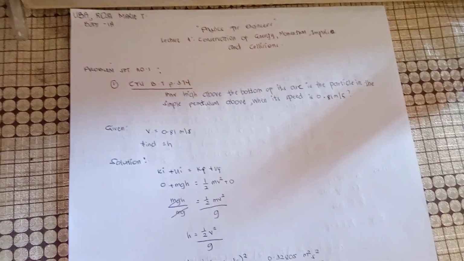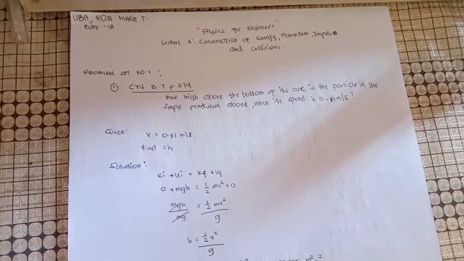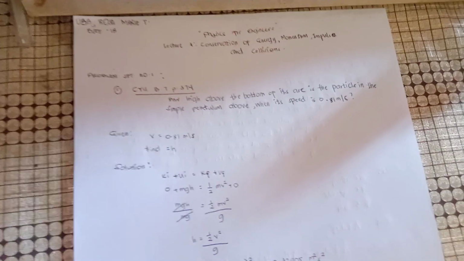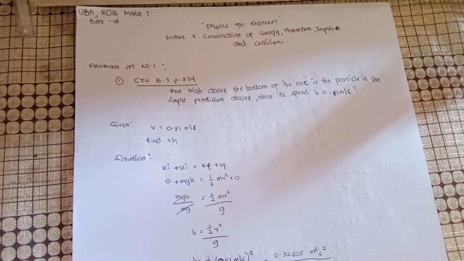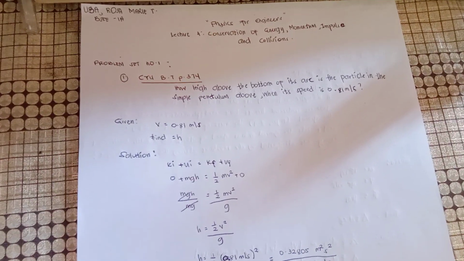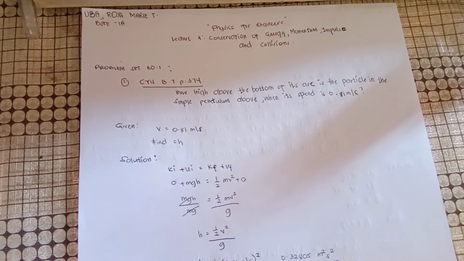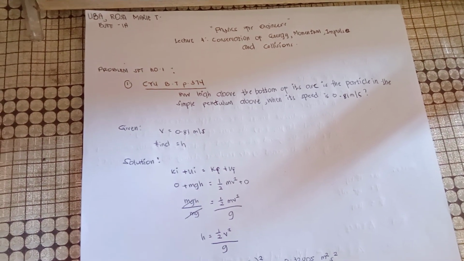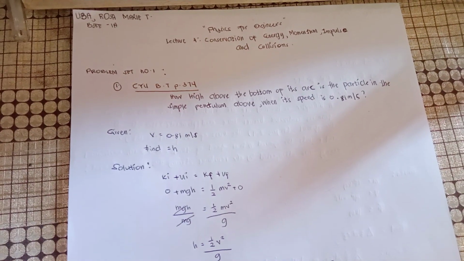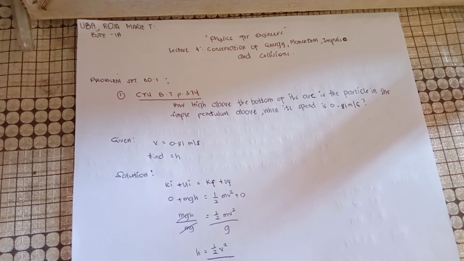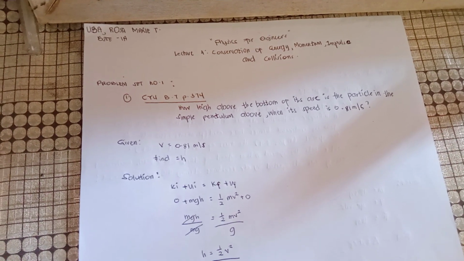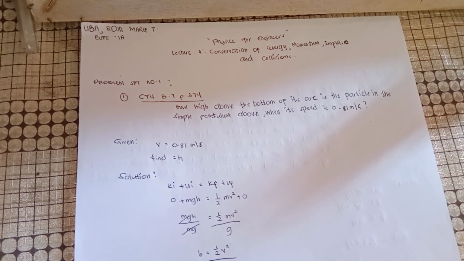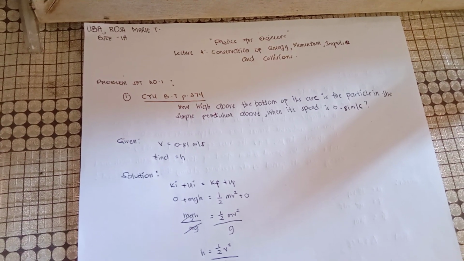Lecture 4 is about conservation of energy, momentum, impulse, and collision. Problem set number 1: Check your understanding 8.7, page 374. The question is, how high above the bottom of its arc is the particle in the simple pendulum above when its speed is 0.81 meter per second?